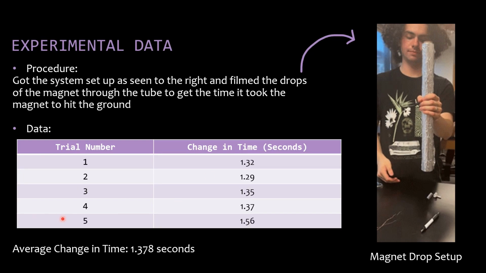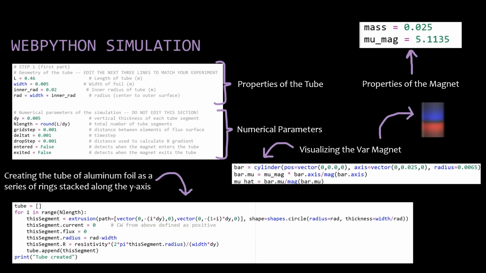Through that, I got this data right here and ended up getting an average change in time to be 1.378 seconds. Now I took the data previously found in this lab to my WebPython simulation. This part right here just takes the properties of the tube and numerical parameters into the simulation, along with the properties of the magnet. This part of the code is just visualizing the bar magnet, and then this part was creating the tube of aluminum foil as a series of rings stacked along the y-axis, so I can use that to further calculate later in the simulation.